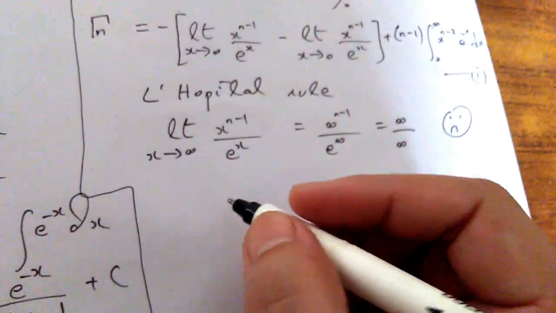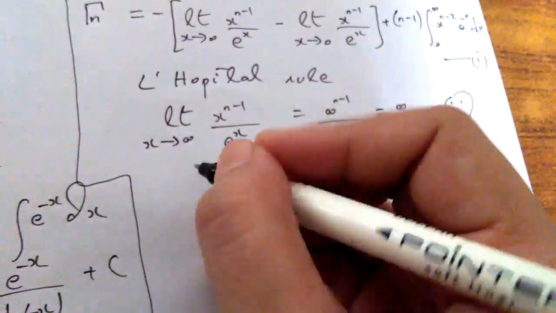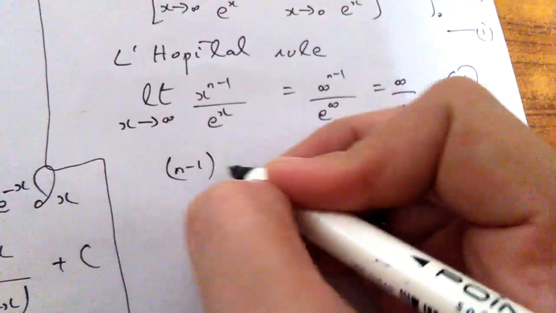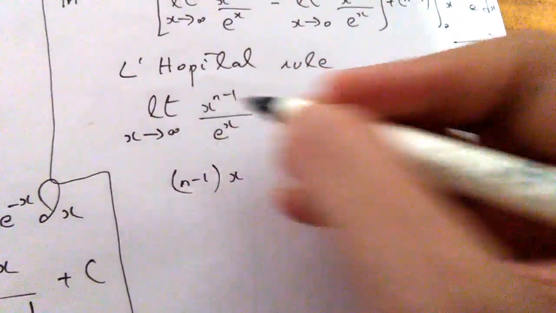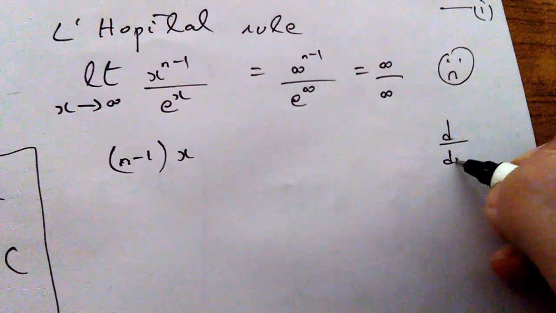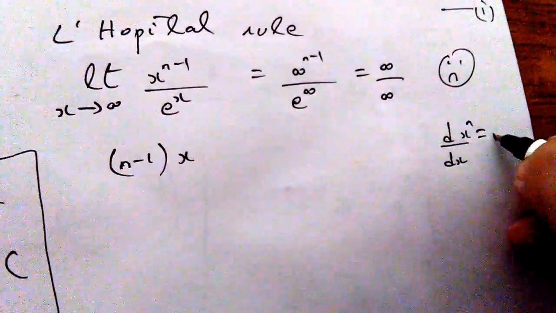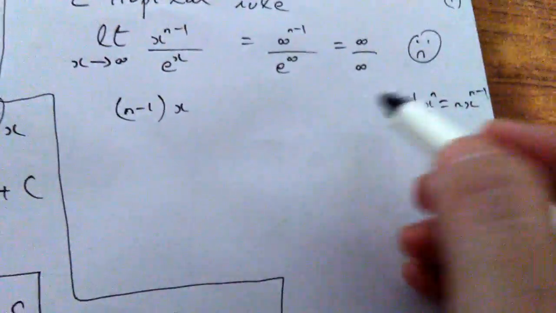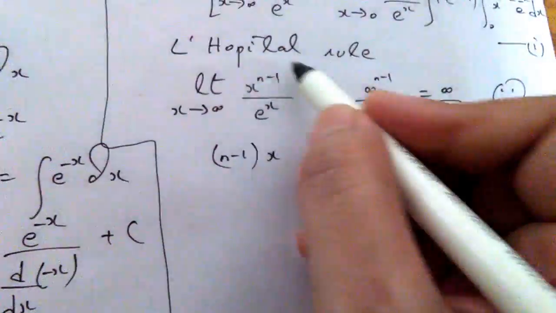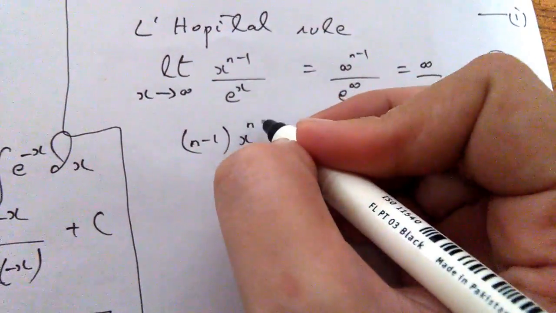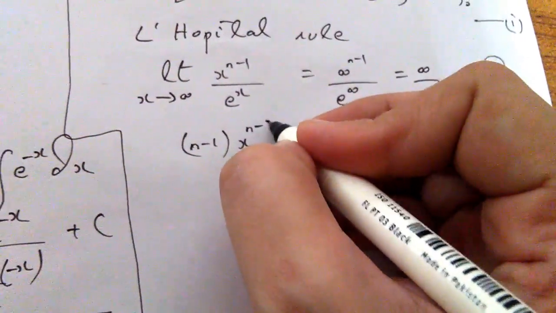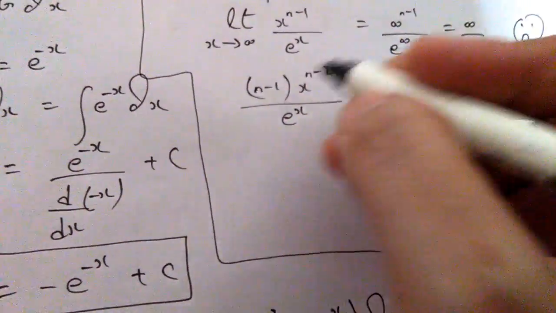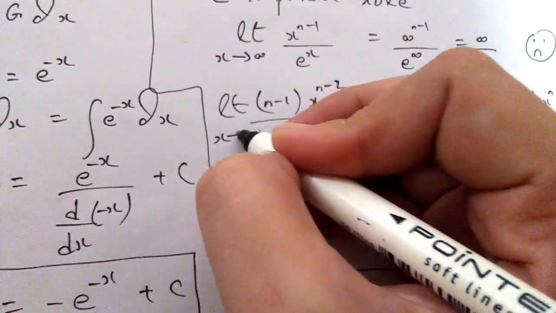Okay, so first of all, when I differentiate this numerator, you just apply the formula, which is n x to the power n minus 1. I'm taking the derivative of the numerator, and it is n minus 1 minus 1, which gives n minus 2, upon the derivative of e to the x, which is e to the x itself. Then you apply the limit.